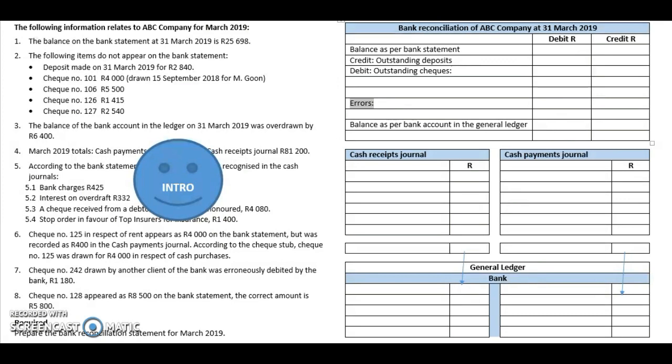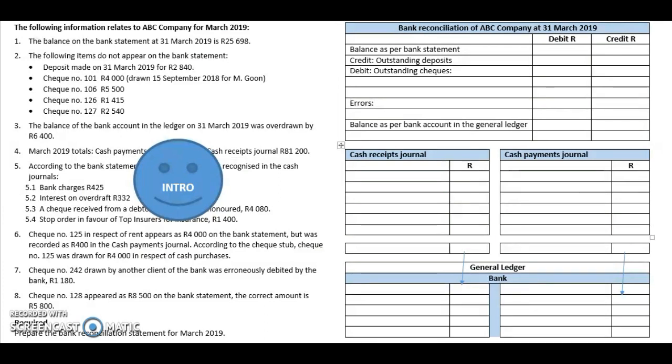The last reconciling items are errors made by the bank clerks. Sometimes it may happen that the bank clerk records the deposit or payment incorrectly in their records, and an error appears on the bank statement. These errors should be recorded on the bank reconciliation statement, while errors made by the accountant of the business should be corrected in the books of the business. This means that it should be adjusted for in the cash payments journal or the cash receipts journal.